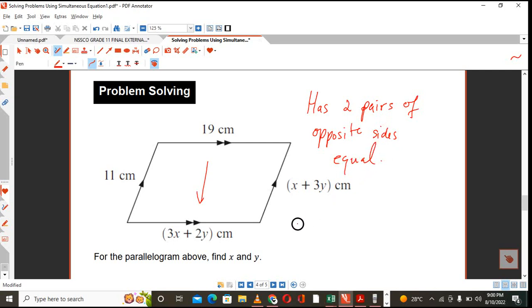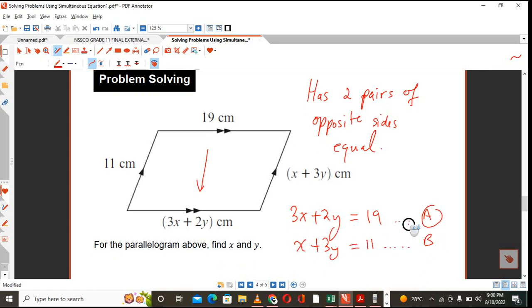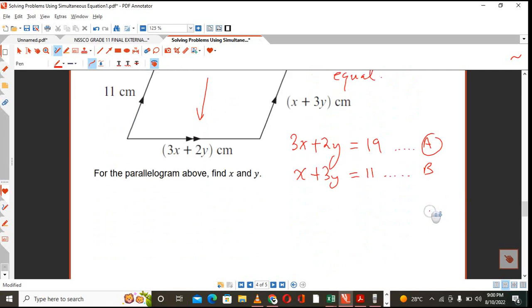So what does that mean? It means that when we create two equations, we're going to say 3x plus 2y is equal to 19, and that can be our first equation. The next one will be x plus 3y is equal to 11, and that is our second equation. Now that we have created those equations, we are going to solve them simultaneously. It's totally up to you which method you prefer.